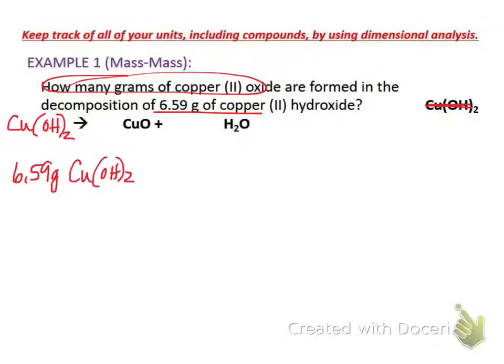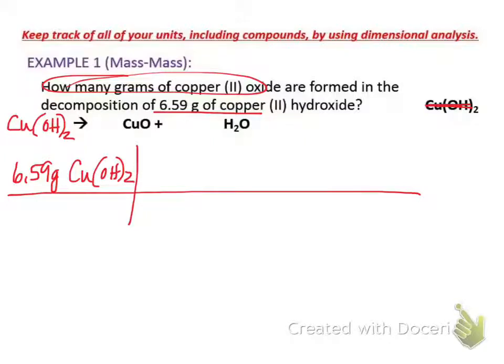Now remember, I said the way you go from what you have to what you want is the mole ratio. Okay, but I'm in grams here. Can I go straight to the mole ratio? No, I have to be in moles of copper 2 hydroxide. How do I convert grams to moles? By the molar mass. So I'm going to add up the molar mass of copper 2 hydroxide. Copper, 63.55, plus 2 times 16 for oxygen, plus 2.02 for the hydrogens.